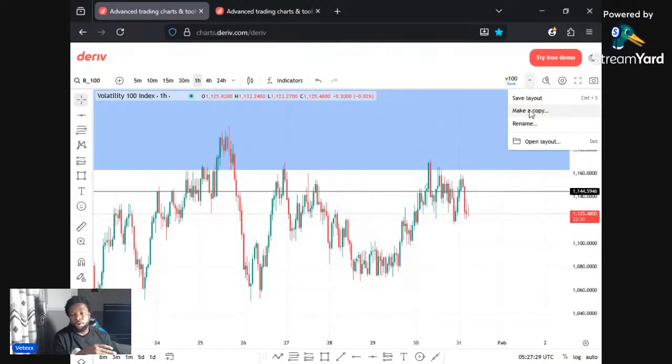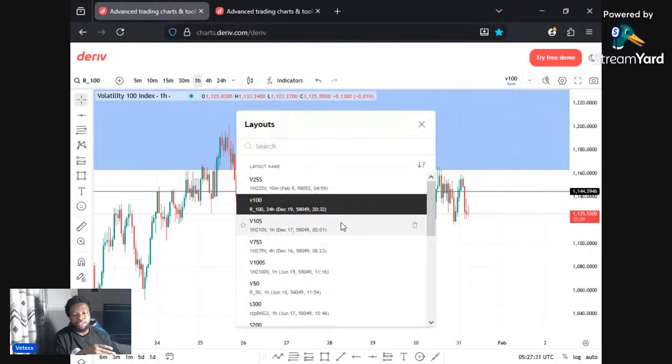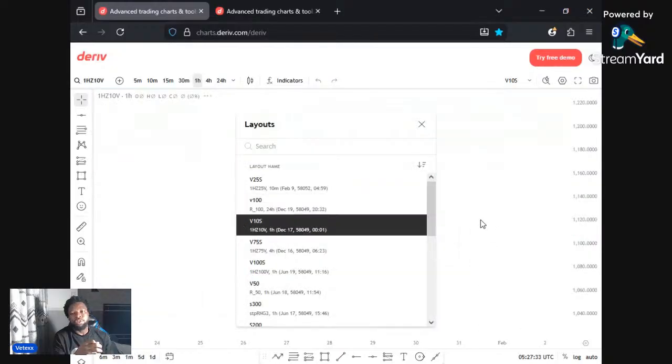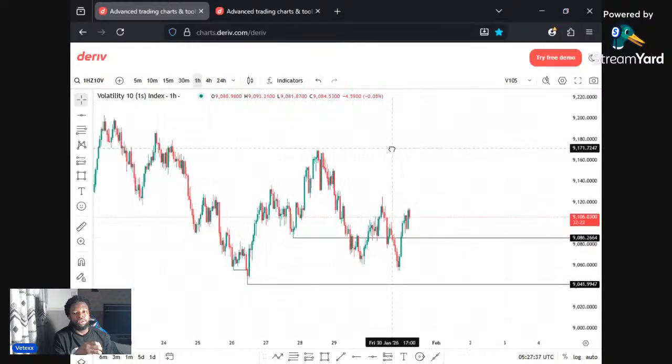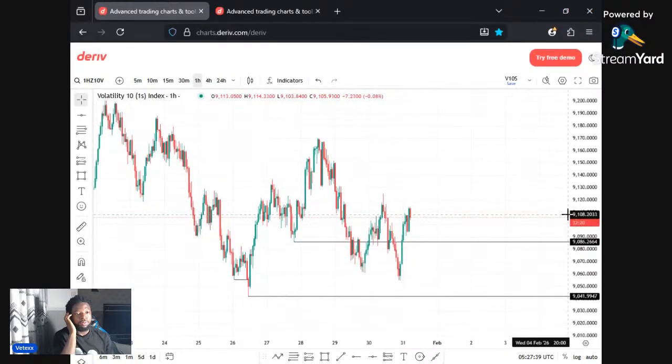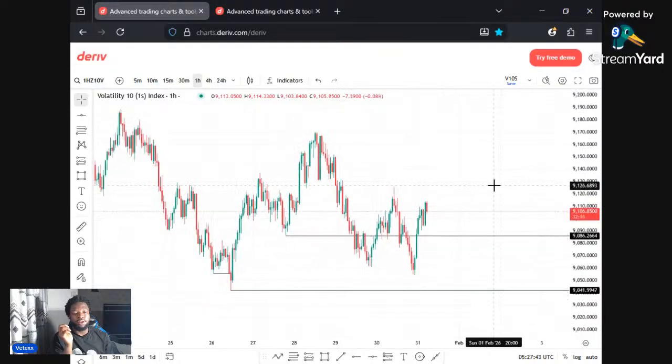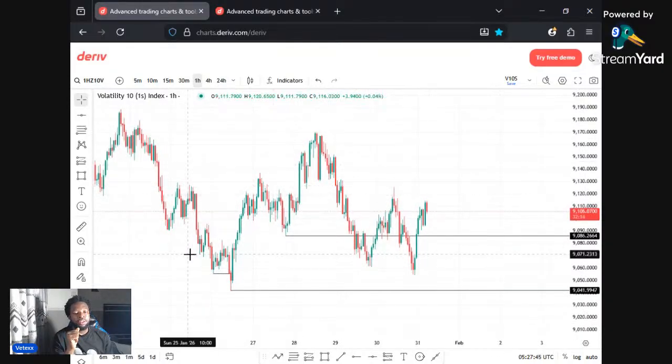I think the next pair on our list is V10S. Now V10S has been bullish on the weekly time frame. It has not smashed it yet, but it gives a continuation on the 1 hour time frame. I've already marked it out yesterday. So this is our sweep of liquidity, and then this is our what?